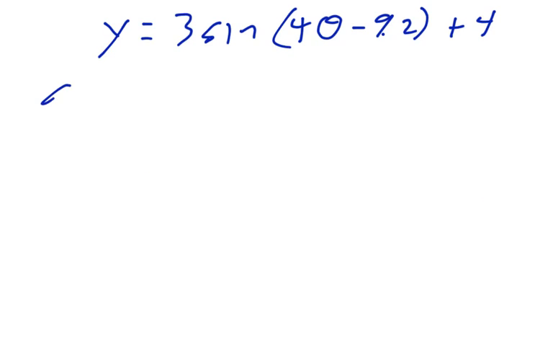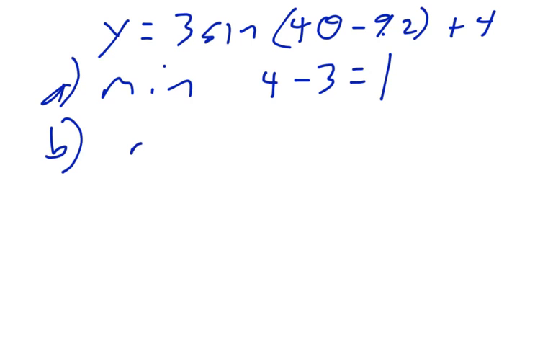Alright, in this problem, the first question I want to know is what is the minimum here? Well, the minimum is the middle minus the amplitude, so 4 minus 3 is 1. The second thing I would want to know is the maximum, which is the middle plus the vertical shift plus the amplitude, which in this case is 7.